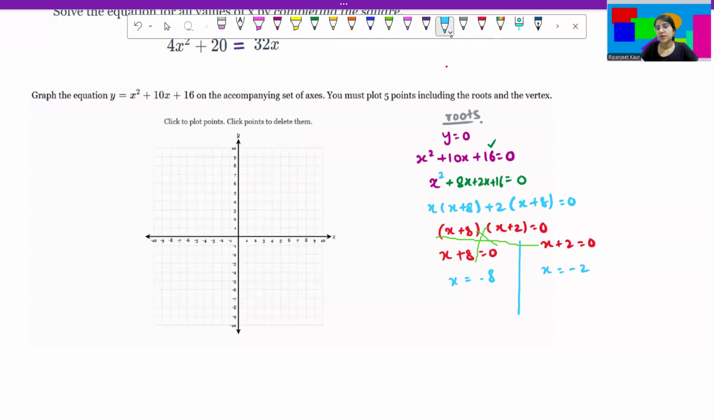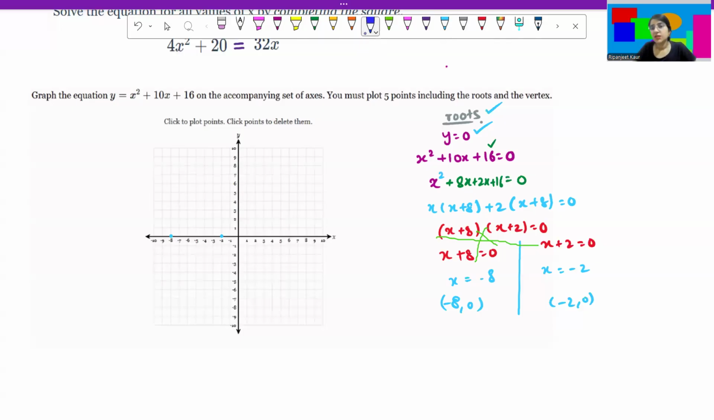We got two values, and this was when y was 0. That means the coordinates are negative 8, 0, and negative 2, 0. These are the roots. That's what we wanted to find out. So we'll just plot them here. Negative 8, 0 is here, and negative 2, 0 is here. So these are the 2 points where the parabola is passing through the x-axis.